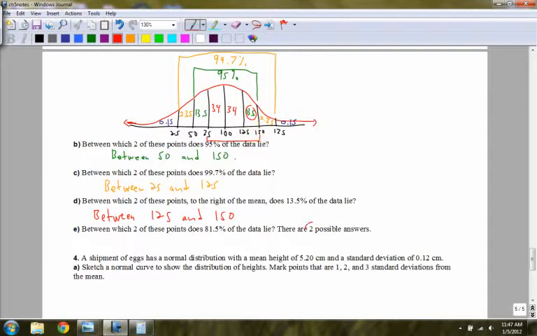It says there are 2 possible answers because you could go to the right or you could go to the left. So it could be between 75 and 150, or if you included this 34 and went this way to the 13.5, you'd be between 50 and 125. Okay, so again, just basically cutting the graph into sections, knowing how much each section is worth.